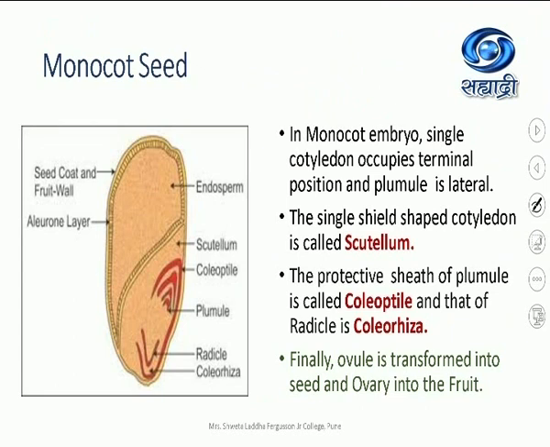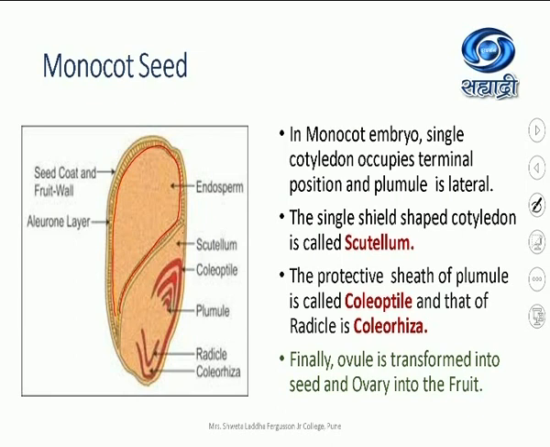Okay. Now, monocot seed. Let us understand the structure of a single cotyledon seed, monocot seed. In monocot, the embryo, the single cotyledon occupies the terminal position and plumule is lateral. You can see here, first we'll see the upper part. I'll use another color which will darken it. So this upper part is nothing but the endosperm. What is the function of endosperm? To provide nourishment to the developing embryo.